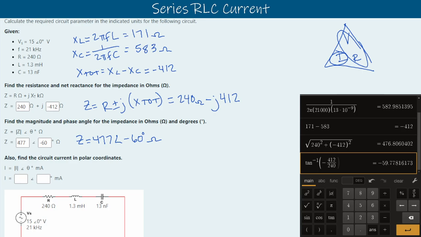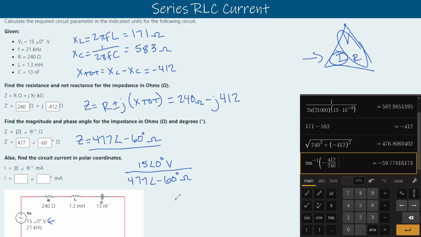Last, we get to apply our Ohm's law. We knew that Ohm's law says current equals voltage over resistance. We've now found our total resistance for the circuit, so we can divide them. We were given that our voltage is 15 at an angle of 0, so we'll say 15 at an angle of 0 degrees. This angle does matter here. Divided by 477 at an angle of negative 60 degrees ohms. Voltage divided by resistance gives us current.